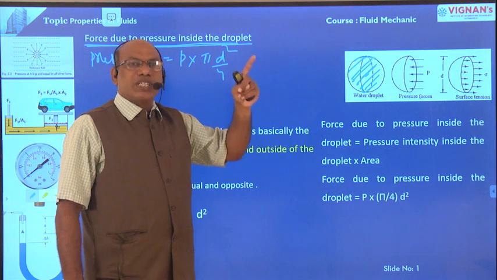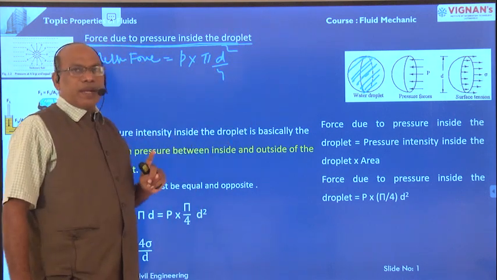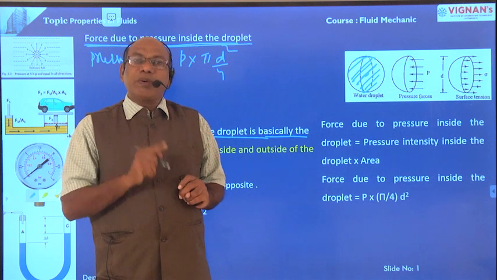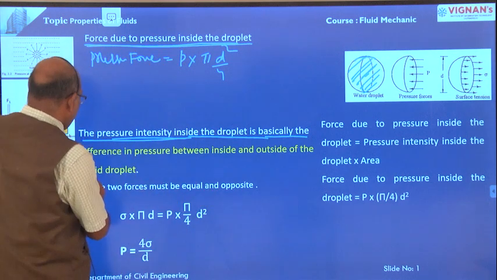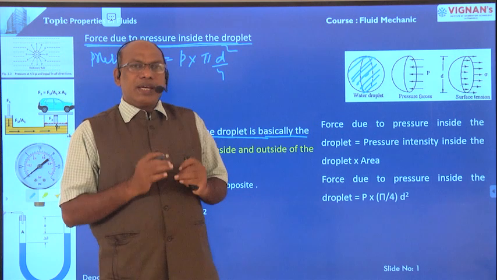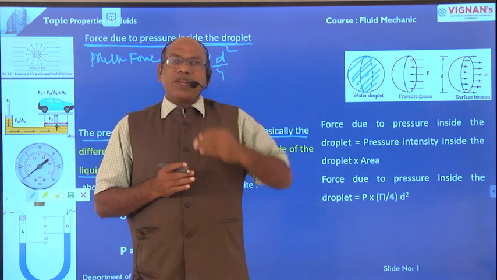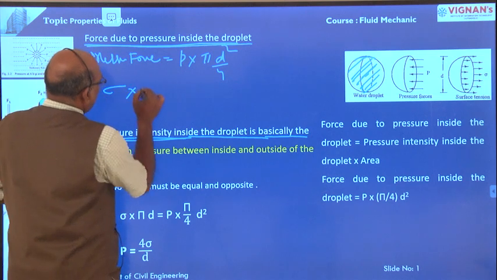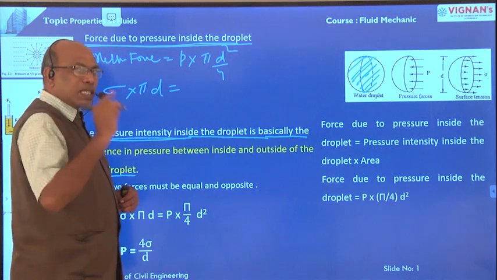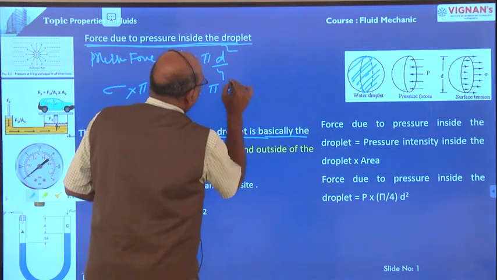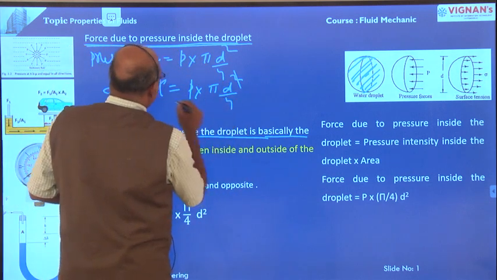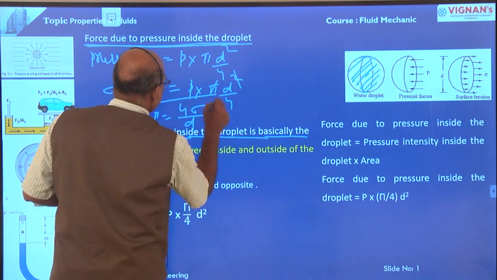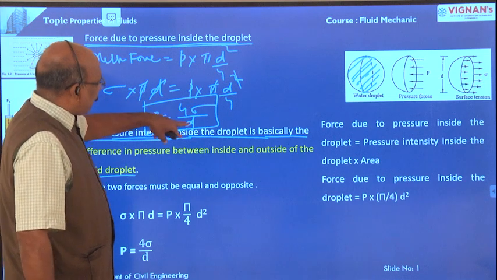Already we have derived surface tension force, that is acting on the entire surface of the liquid droplet. The pressure intensity inside the droplet is basically the difference between the inside pressure and outside pressure of the liquid droplet, right? Therefore here equating the tensile force to the pressure force. Already we have derived tensile force. Tensile force is equal to sigma into pi d, and pressure force is equal to intensity of pressure into area pi d square by 4. Now d square cancels, pi cancels, therefore sigma P equal to 4 sigma divided by d. This is the pressure, intensity of pressure, or pressure is equal to 4 sigma by d in case of water droplet.